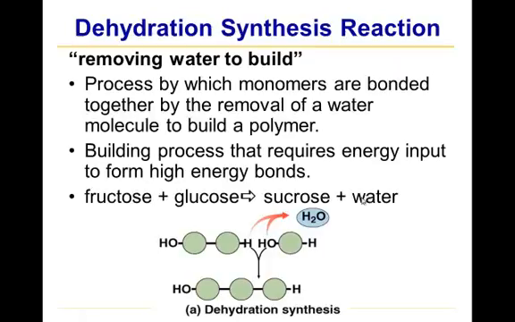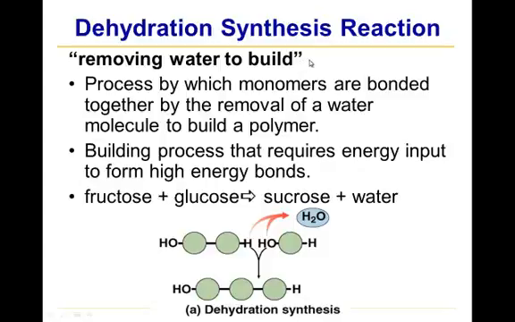So here is the dehydration synthesis reaction. And again, when we're looking at names that use this type of language, an etymological approach is very good. Dehydration is removing water and synthesis is building. And so the dehydration synthesis reaction is removing water to build. And notice it is a synthesis or it builds. That means you're forming chemical bonds. That requires an input of energy.